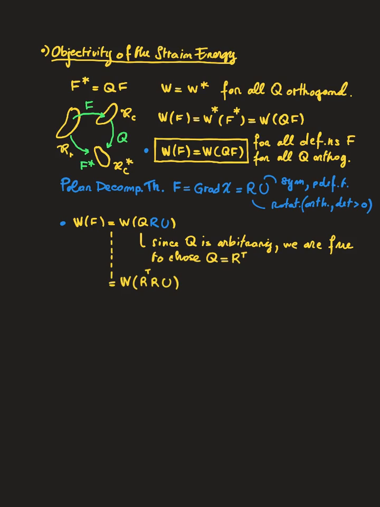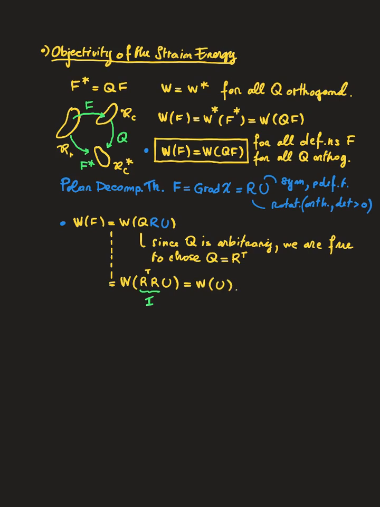Well, I don't know for what reason the pages are blinking. Maybe my iPad is complaining with me of something, but I don't know what. So I apologize for that. But since R transpose R is in fact the identity tensor, we end up with the fact that this is equal to W of U.